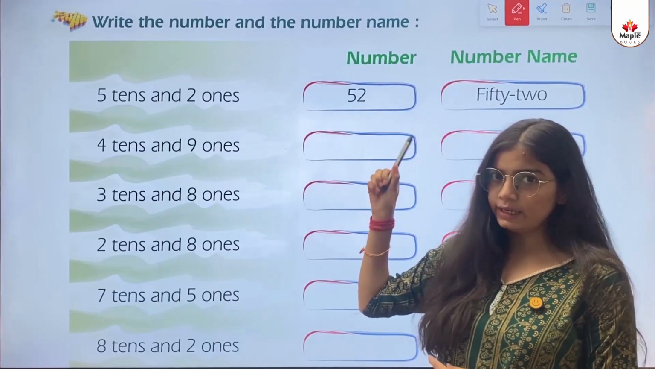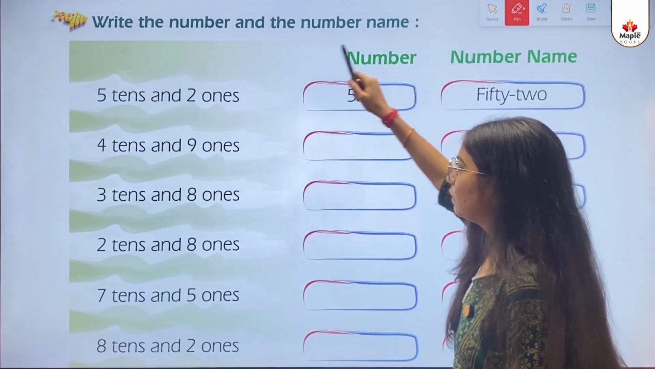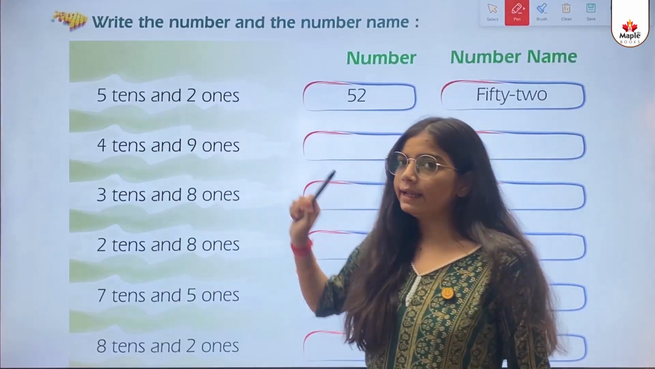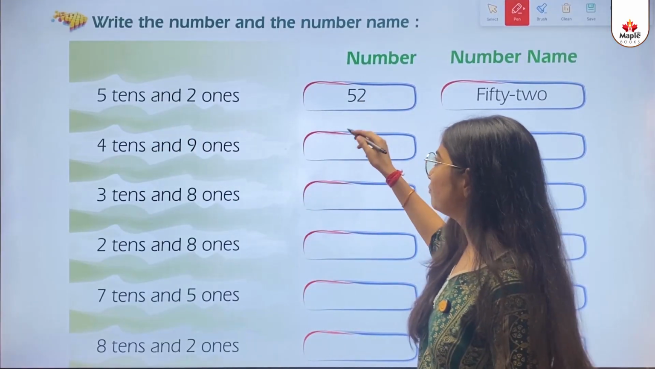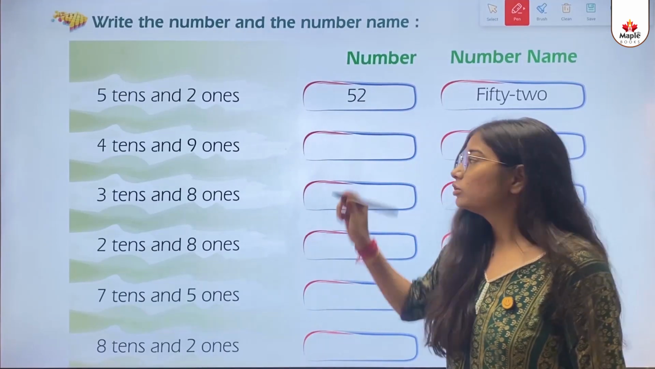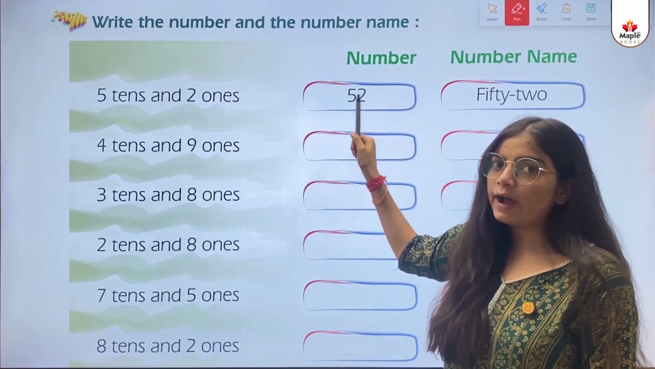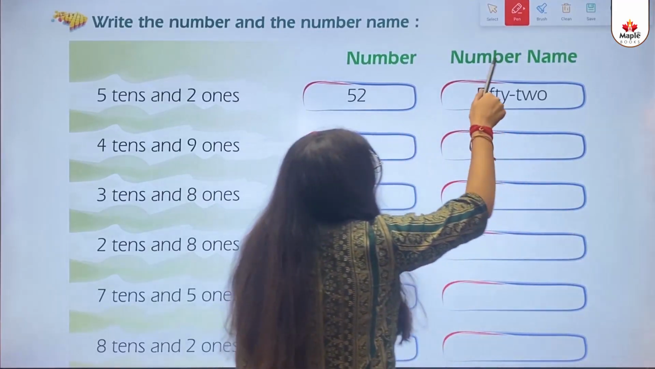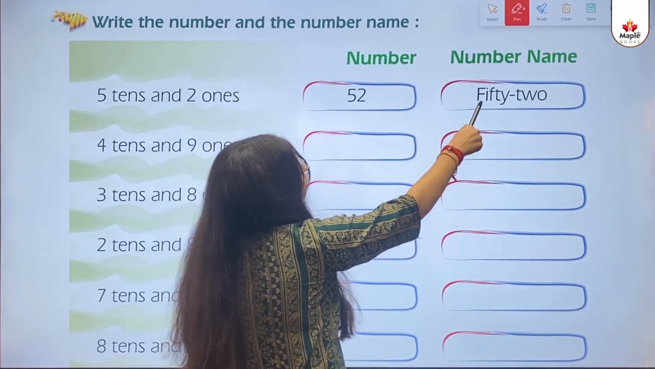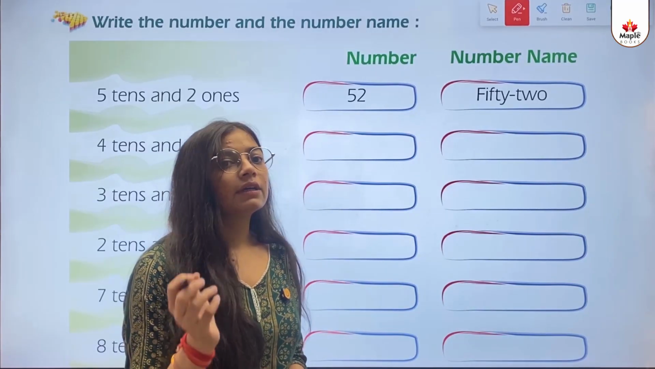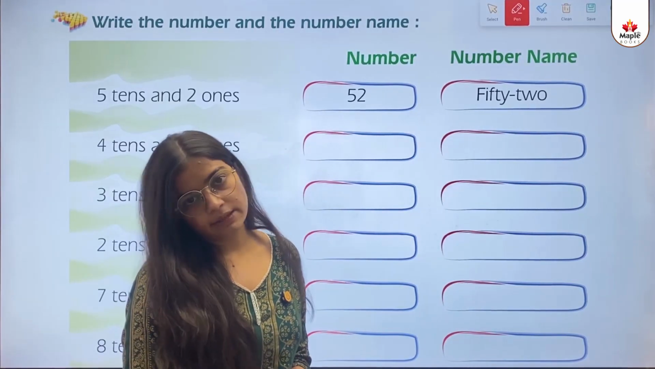So let's just quickly see this. 5 tens means it is on the tens place, so we will write 5 first, and 2 is on the ones place, so we will write 2. So that makes 52. That is called 52. So what is written here on the number name side? 52. Clear? So we attempt the remaining questions similarly.